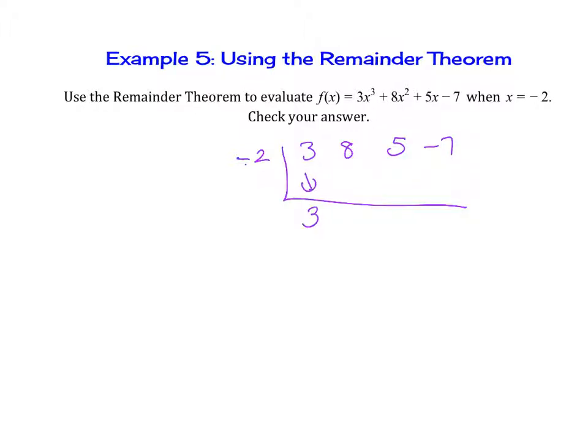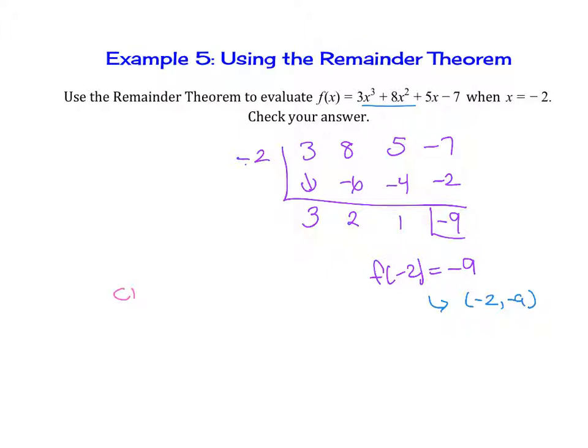So bring down the 3, negative 6, 2, negative 4, 1, and negative 2 times 1 is negative 2, so this is negative 9. What this means is if you plugged in negative 2, your answer would be negative 9. Just as a side note, this is a coordinate, negative 2, negative 9, on this polynomial here.